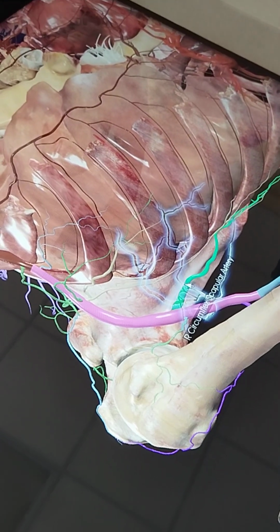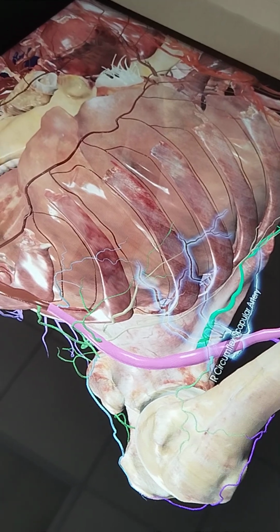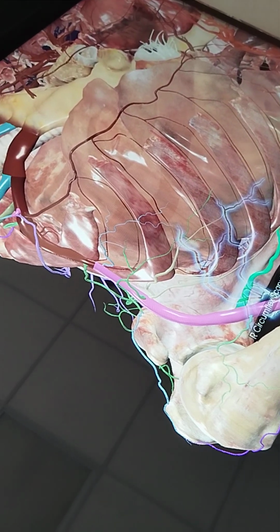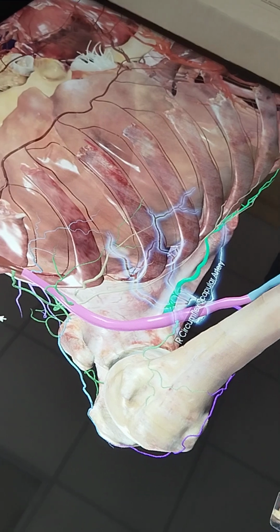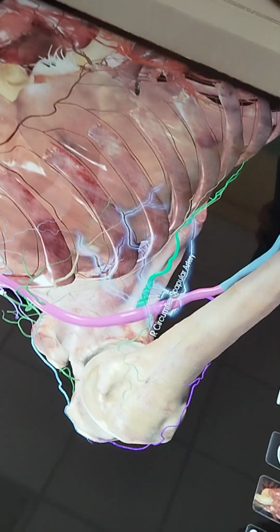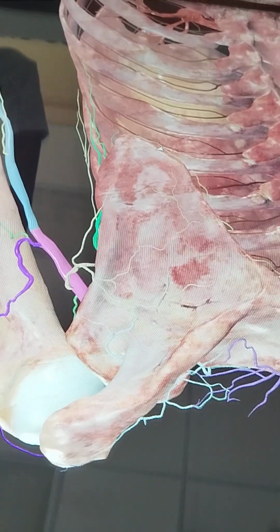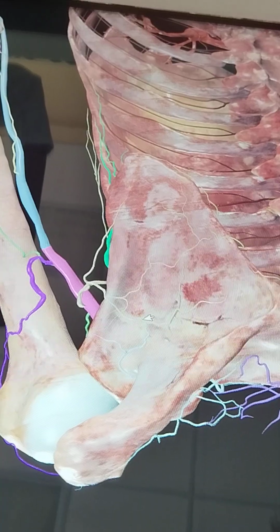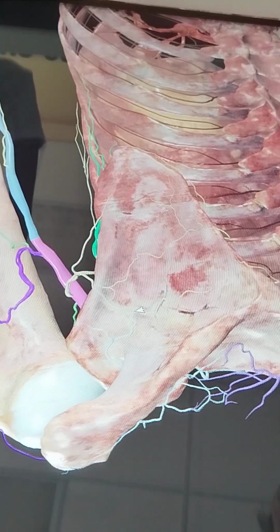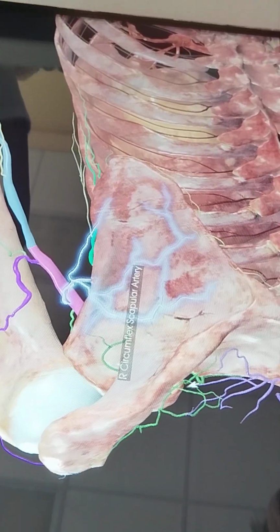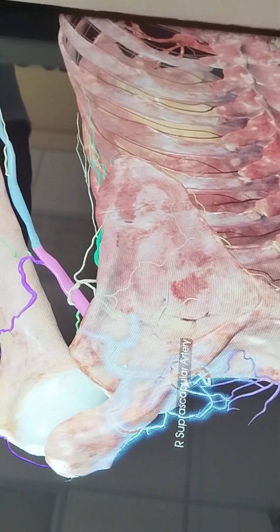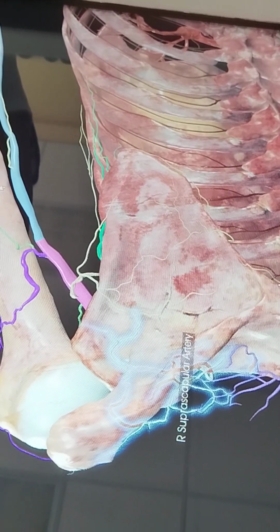And circumflex scapular artery, who remembers, makes anastomosis with what? With suprascapular, with this artery. It is circumflex scapular artery, and it makes anastomosis with arteria suprascapularis from subclavian artery.